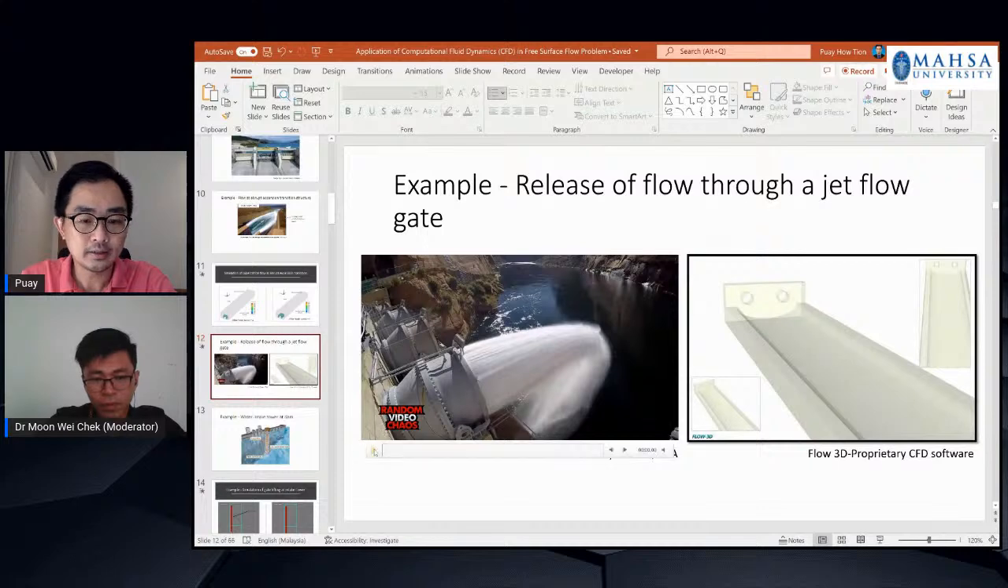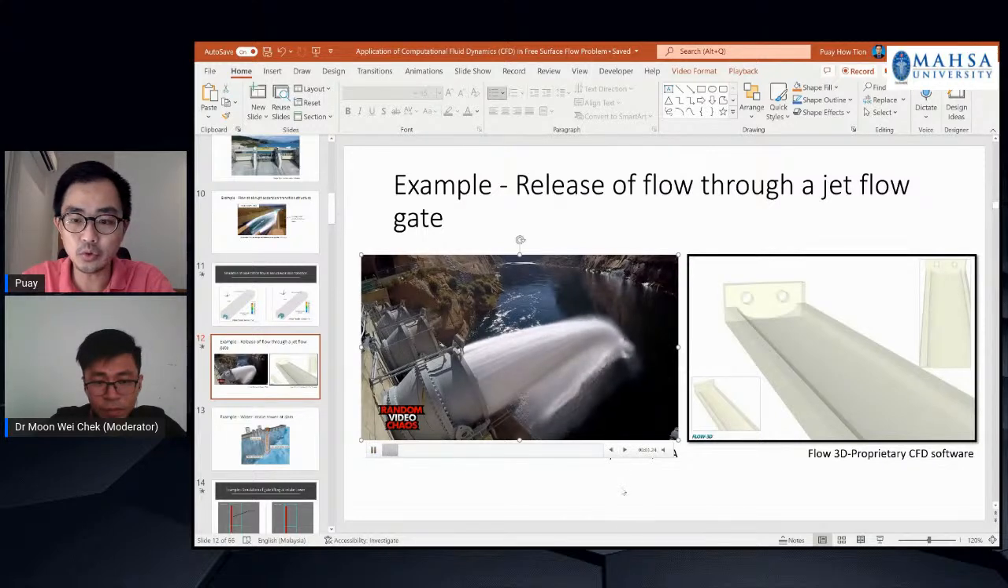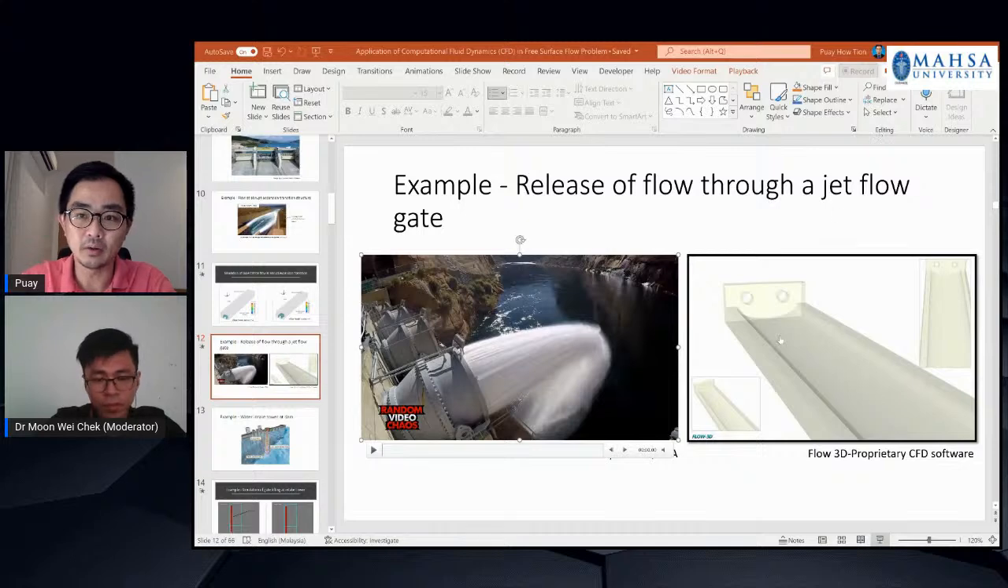The video cannot play simultaneously. You can also use Flow 3D, which is a proprietary software, to investigate the release of flow through a jet gate here. So this is by using a proprietary software.